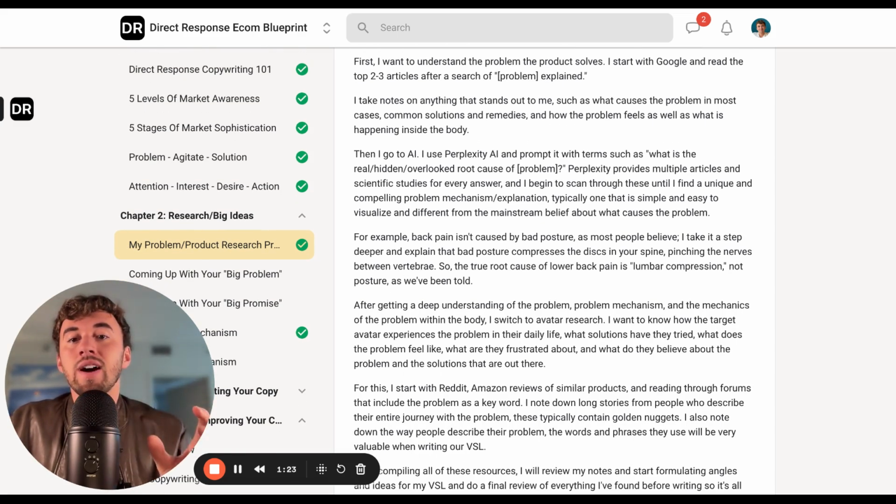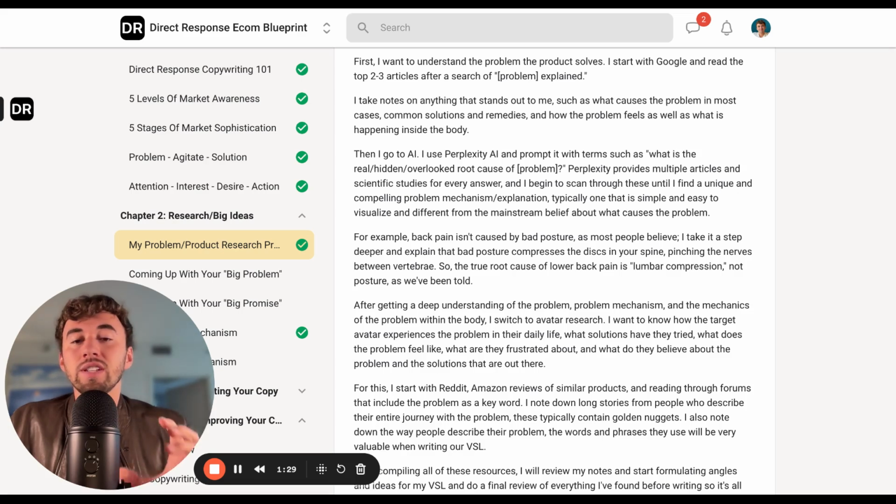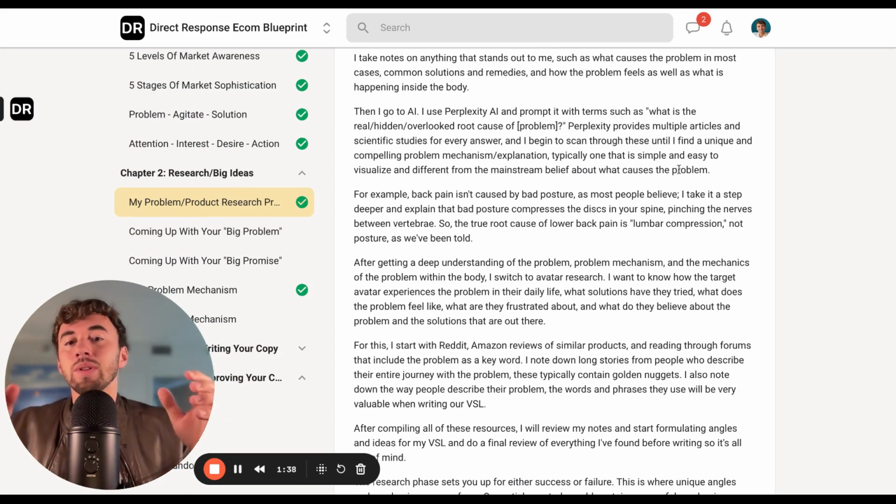All of this is going to help us find a unique problem mechanism and an explanation of that root cause, which is what makes the first 50 to 70% of our VSL work, where we're explaining how the problem actually works before we offer them the solution to solve it. We also want to make sure that this is simple and easy to visualize.